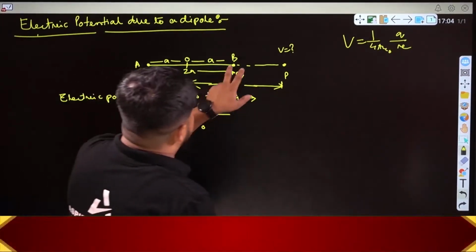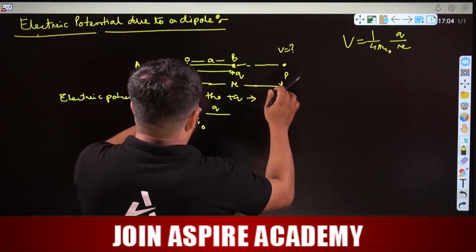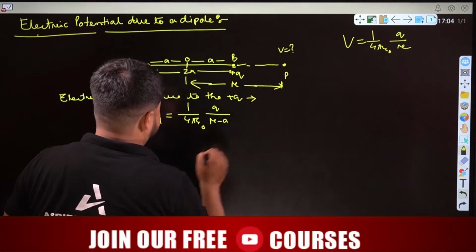q by r means the distance from here to here, a distance to r. So what will the distance be? This is r, and the distance will be r minus a. Yes, r minus a.